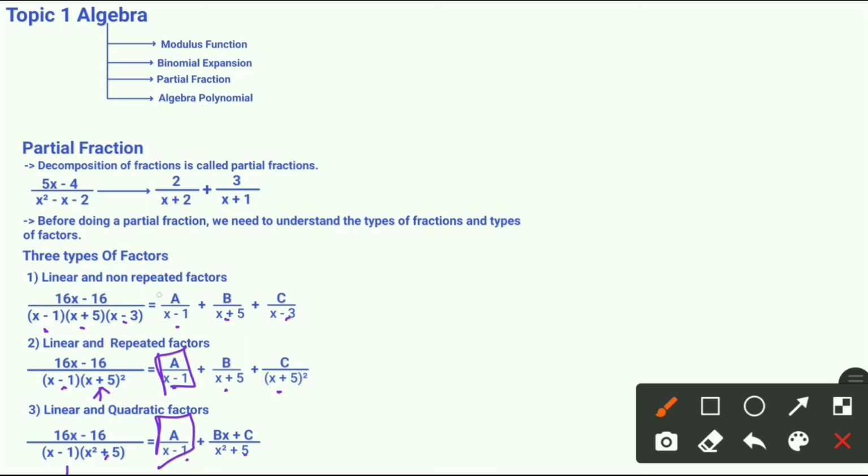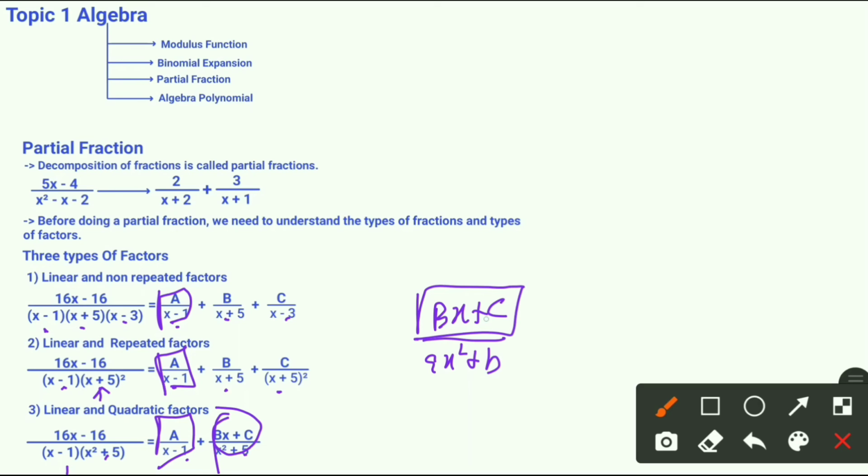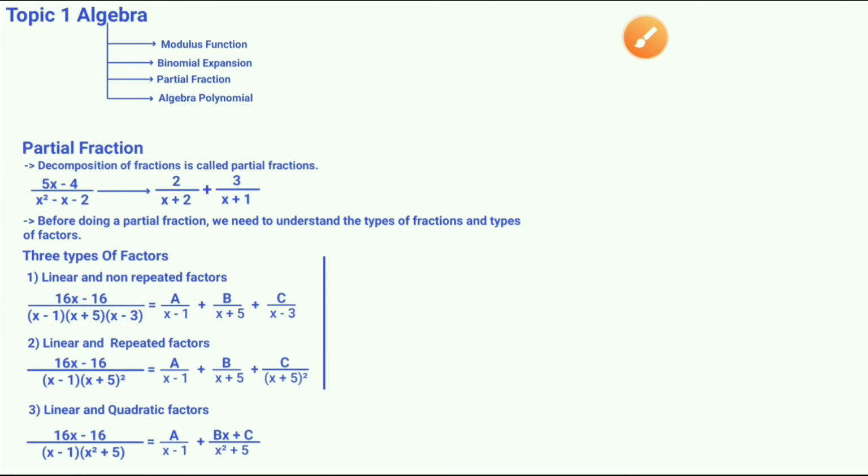You guys must have understood this one, but this one is a little bit tricky. Whenever there's a quadratic factor, ax square plus b, then in the numerator it's going to be bx plus c. So this is how it is. These are the types of factors: linear non-repeated, linear repeated, and linear and quadratic factors.